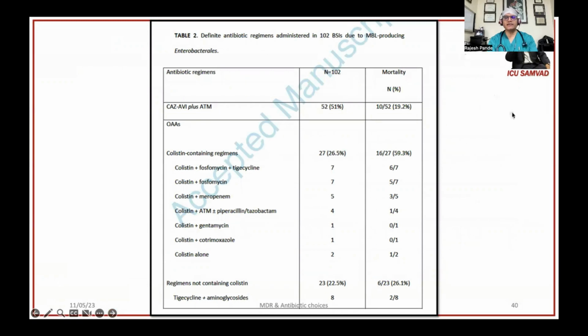And this was one study which looked at 102 BSI samples, which were MBL producers, and where they compared the ceftazidime Avibactam plus aztreonam combination with all other antibiotic combinations. And they found that here 51% patients were given this combination, and there the mortality was much less, 19.2%, compared to other combinations, all of which contained colistin, where the mortality was quite high. And among the regimens which were not containing colistin, the mortality was a bit low. But remember, this is MBL producing Enterobacterales, not CRAB.